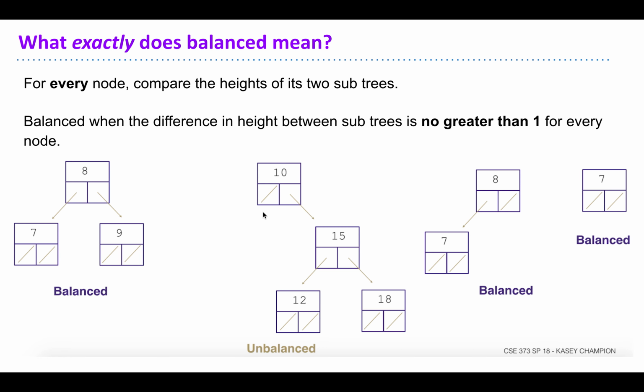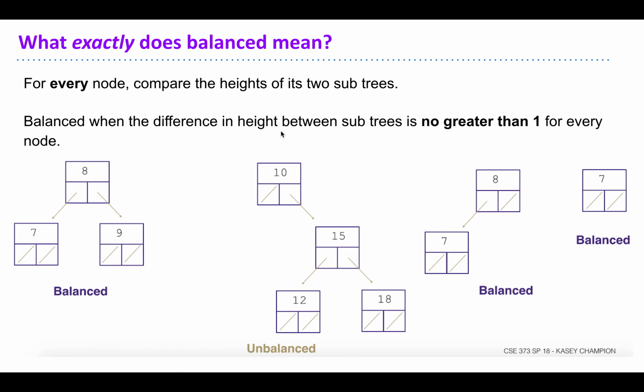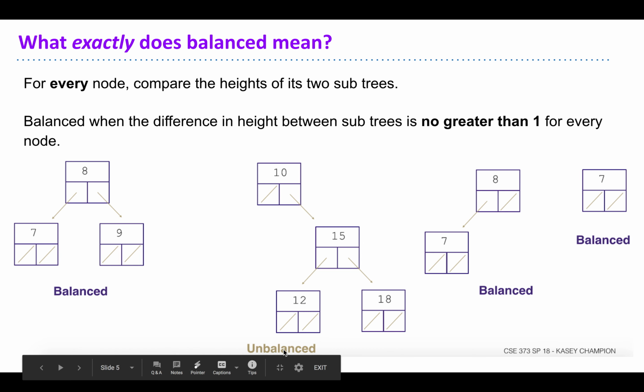There's no nodes there. There's no arrows. The height of its right subtree is 1, 2. So we can think about, does this satisfy the property that the difference in height between the subtrees is no greater than 1? Well, the height of the left subtree is 0. The height of the right subtree is 2. So the height difference is greater than 1. So this is not balanced.